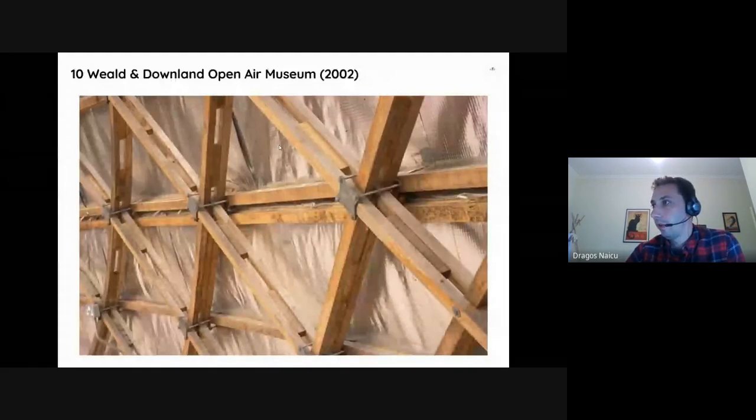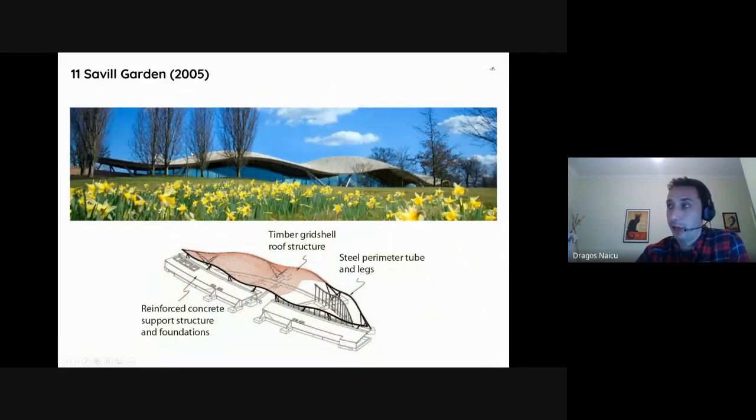Savill Garden grid shell. This was 3 years later, and pretty much built by the same team as the previous, as Weald and Downland. The main innovation here was the lifting up of the whole grid onto a steel edge beam. So this is purely a roof floating nicely over the entrance to the Savill Garden complex.